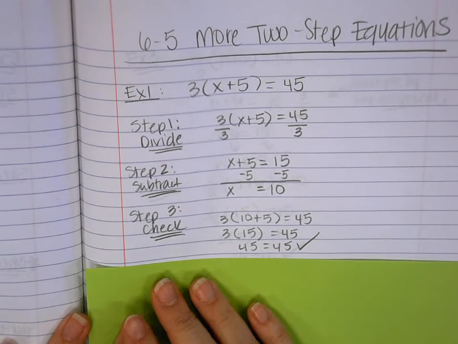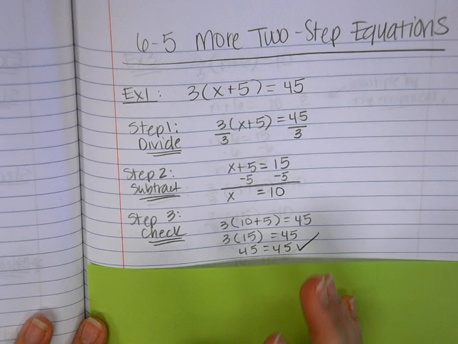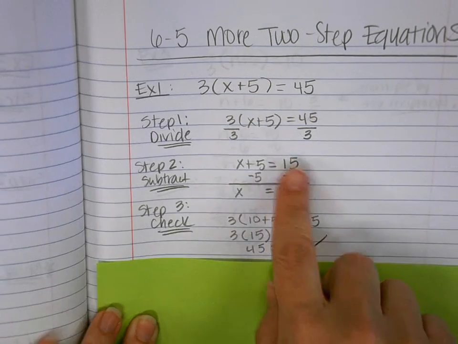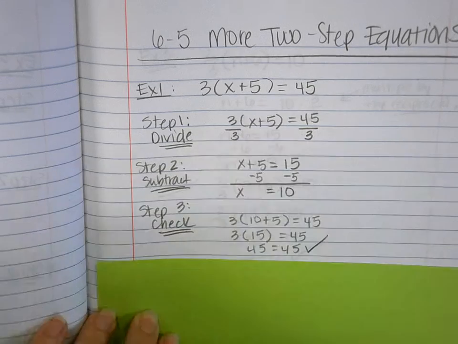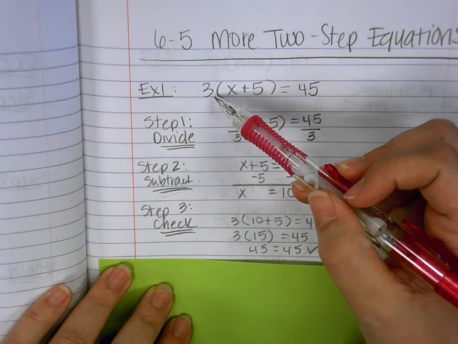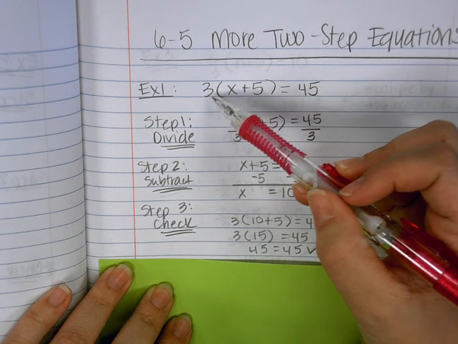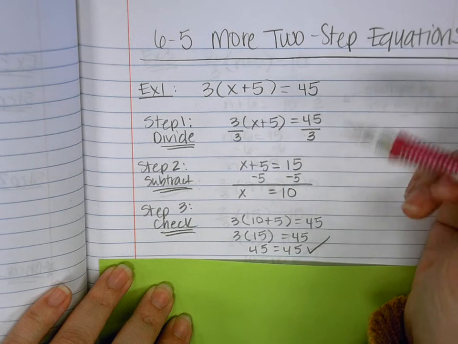Okay, so 6.5 is basically still two-step equations, but there's more of them. So now we're going to look at the equations where normally we would distribute and then solve, but there's a shortcut. Did you guys see what I did here? If the number on the outside, this factored number, can divide the number on the side with the equal sign, then you can do that.